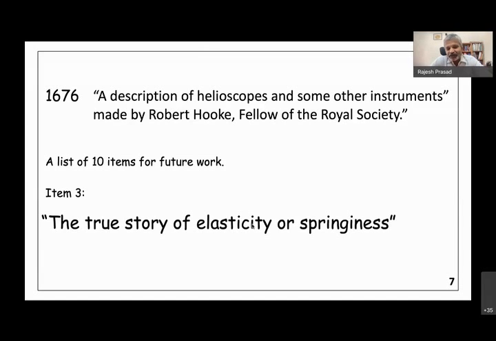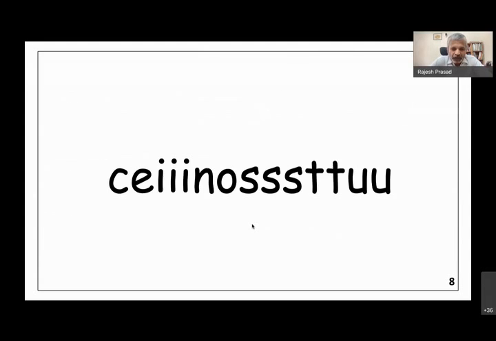The third item is what is of our interest: the true story of elasticity or springiness. And what is the true story of elasticity or springiness as per Robert Hooke? This is it. This is the published word. This is not an English word. It is not French, German, or Latin either. This is an anagram concocted by Robert Hooke, and he published it in that same paper, and he gave this as the true story.